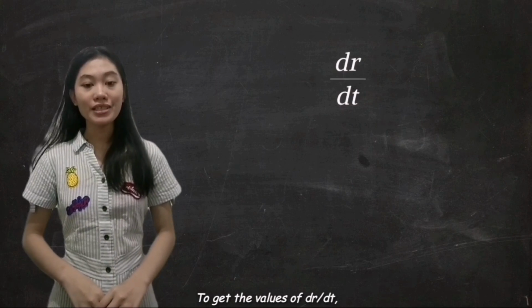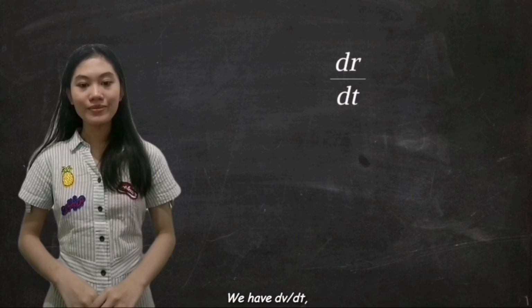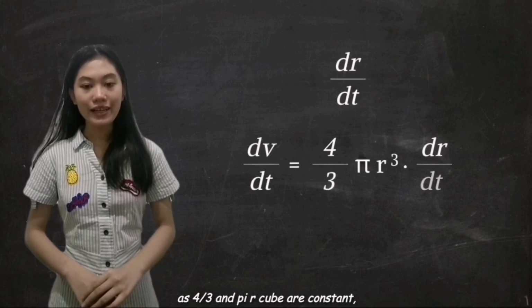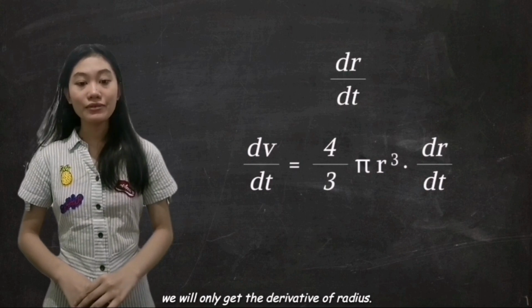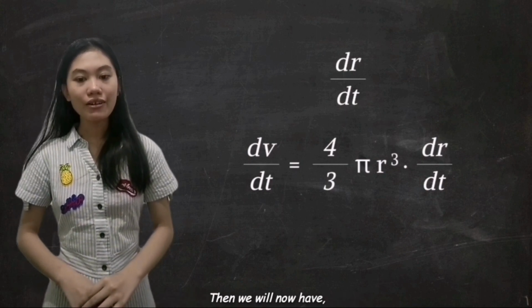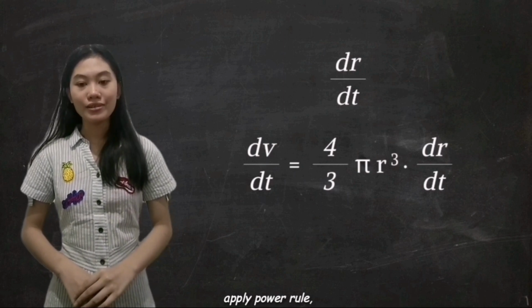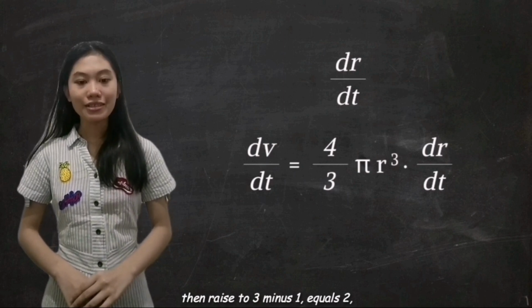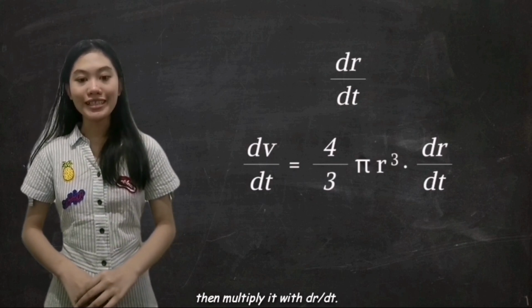To get the values of dr over dt, we have to get the derivative of the spherical formula. We have dv over dt, and 4 over 3 and pi r cubed are constant. We will only get the derivative of the radius. Then we will now have dv over dt is equal to 4 over 3 pi, apply the power rule. 3 multiplied to r, then raised to 3 minus 1 equals 2. Then multiply it with dr over dt.